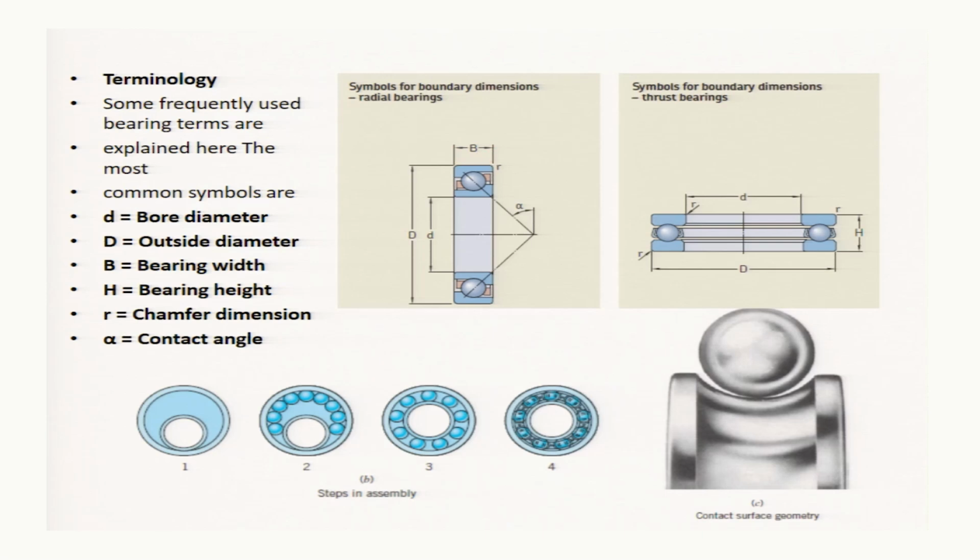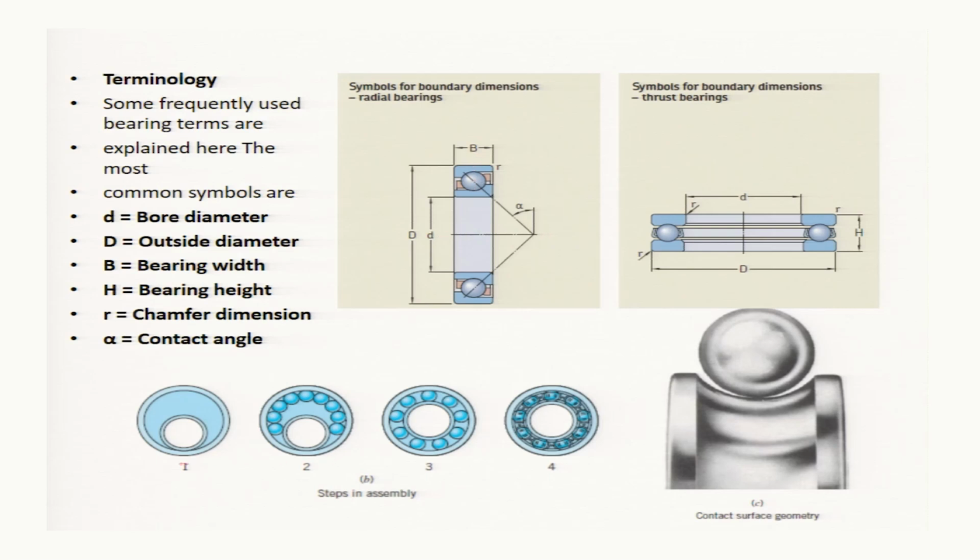And for the case of thrust bearing, the height of the bearing is H, R is the chamfer, and alpha is the contact angle in the case of your angular contact bearing. This alpha will come into picture. Now, if a deep groove ball bearing or a roller bearing is there, then this alpha will not be there, because in that case the contact between races and ball will be perpendicular to the direction of the axis.